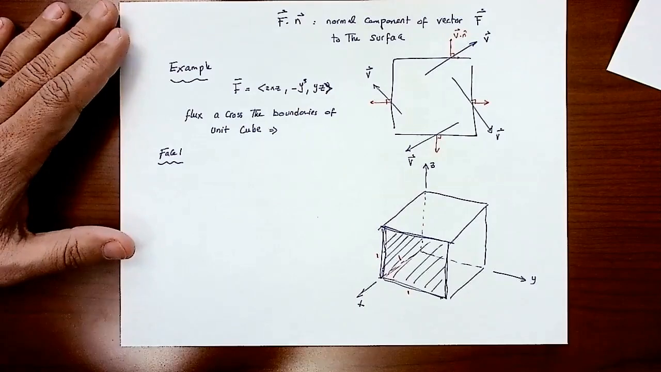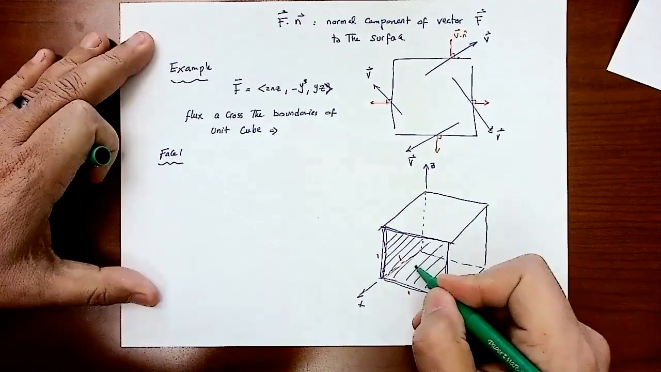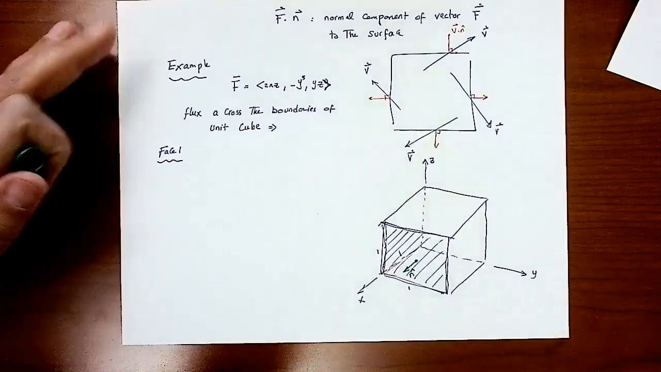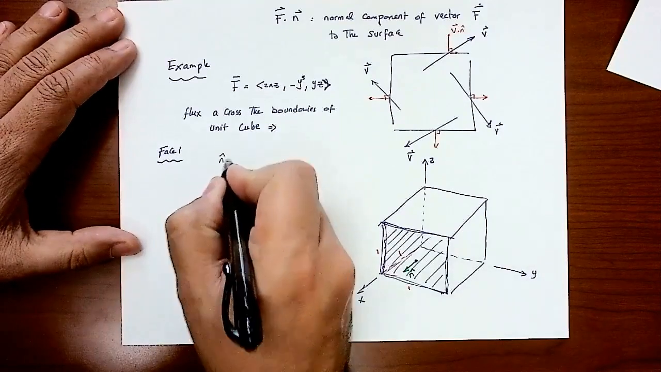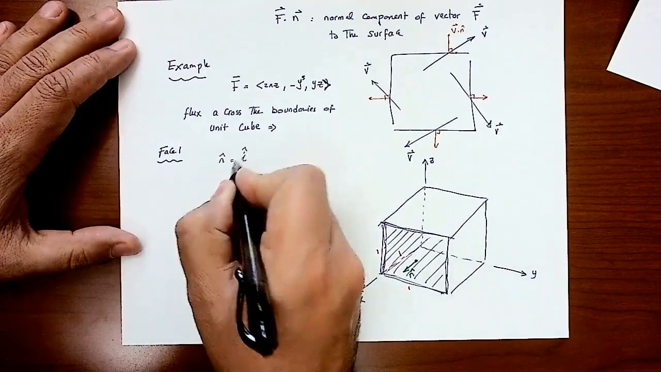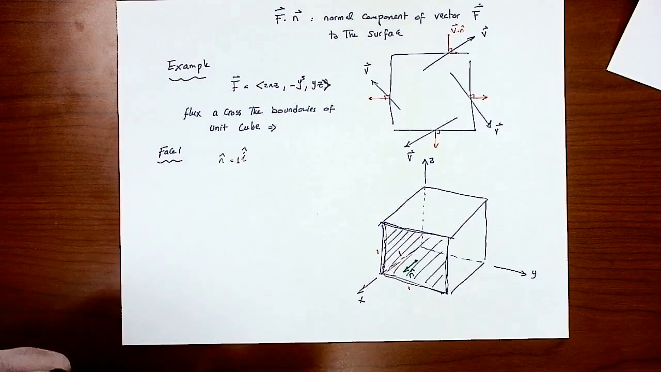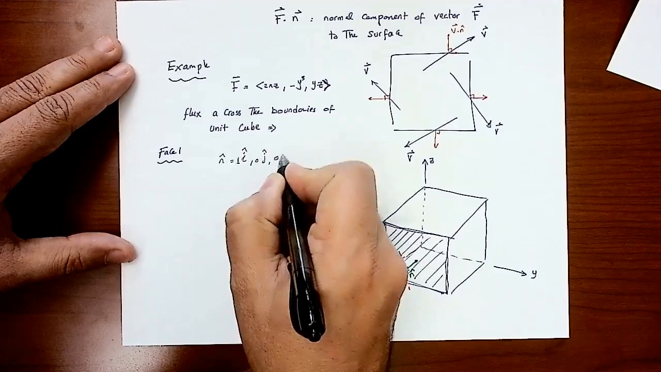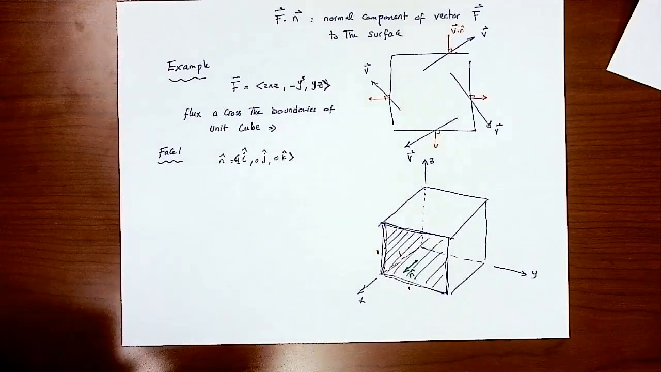Step number 1, define the normal vector. The normal vector will be like this. That's my n vector, right? So the magnitude is 1 and the direction is in the x direction. So my n vector is actually 1i. The magnitude is 1 and it is going in the x direction, and it has 0j and 0k. That's if I want to write this in vector form, right? So it's actually 1i, 0j, 0k. That's my n vector.